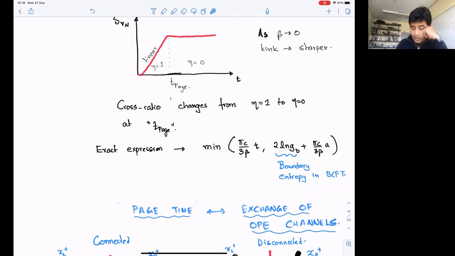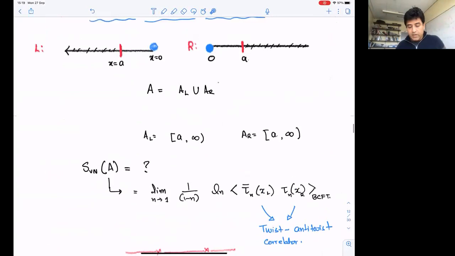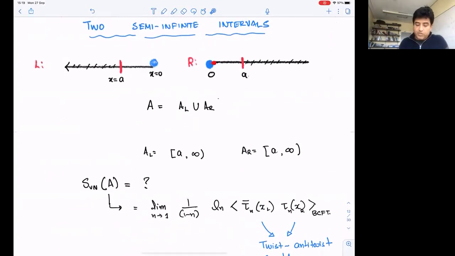Log g_B is the entropy of the boundary, associated to the boundary degrees of freedom in the BCFT. Twice log g_B because we have a thermofield double state, and we have this constant πc/(3β) times A, which just gives us the thermal entropy associated to this finite region, zero to A.